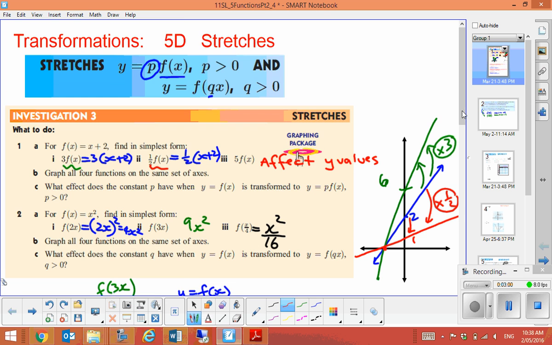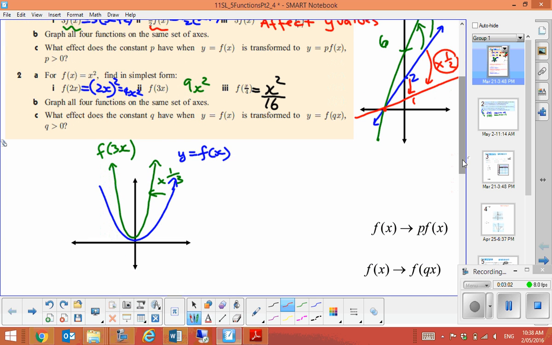In the second example, where we've got an x squared function, we looked at in class, if we have f of 2x, then that becomes 2x all squared, which becomes 4x squared. And then in the second case where we've got f of 3x, it becomes 9x squared. So if we take our blue function as our y equals x squared, this is our green one, 3x. So what we're seeing is it's much steeper.